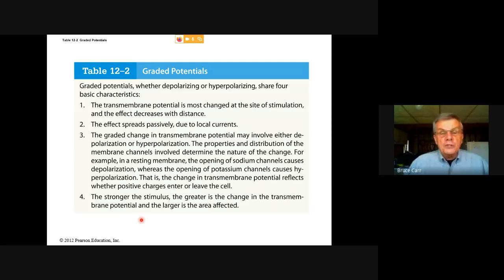Now, this graded change is going on everywhere, and the different graded potentials on different parts of the cells are interacting with each other at all times. But I want to emphasize, the stronger the stimulus, meaning the more synapses that are stimulated with electrical impulses, the more chemical that's delivered to a certain place, the stronger the poke to the membrane, then the larger and larger the area that is affected.